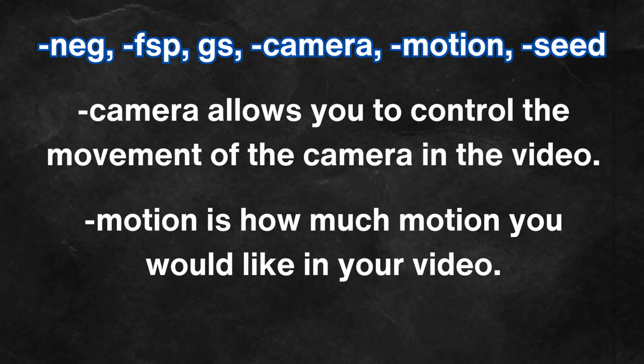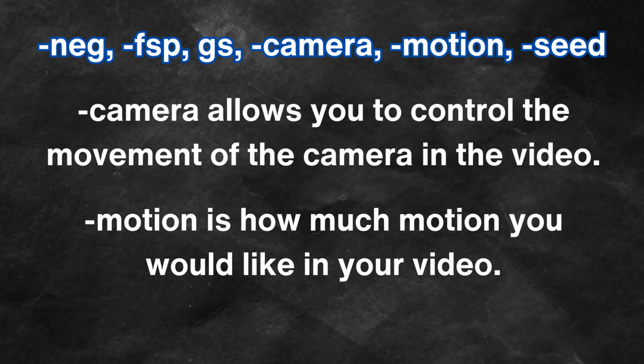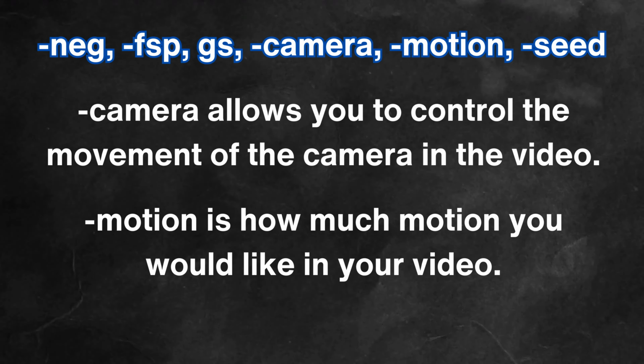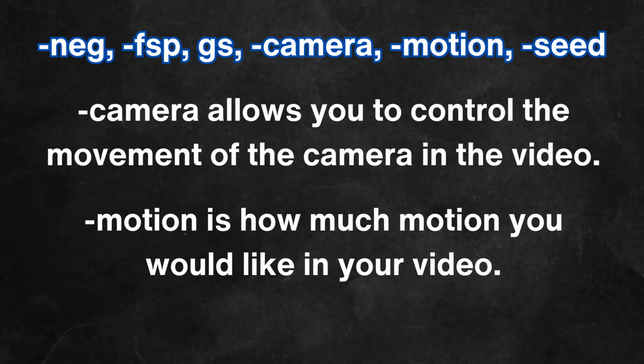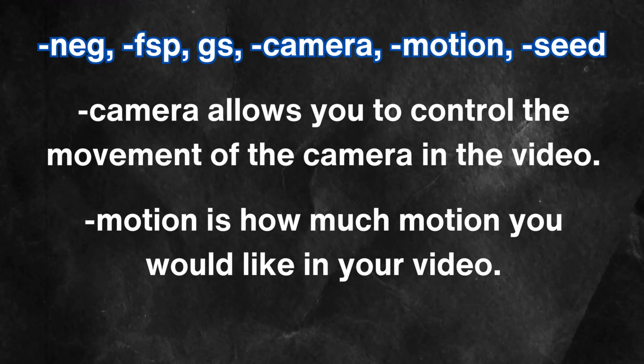Motion is how much motion you would like in your video. You can choose a number between 0 to 3, where 0 is very little motion and 3 is a lot.